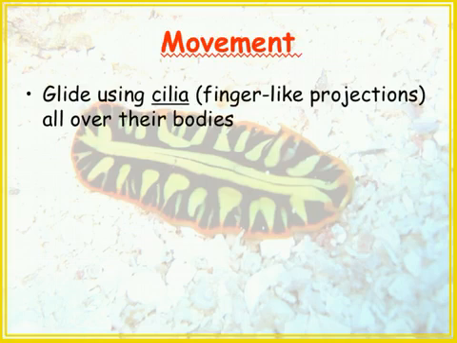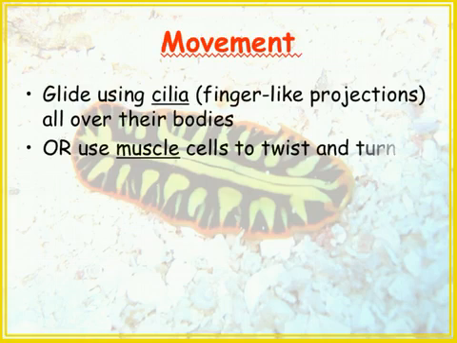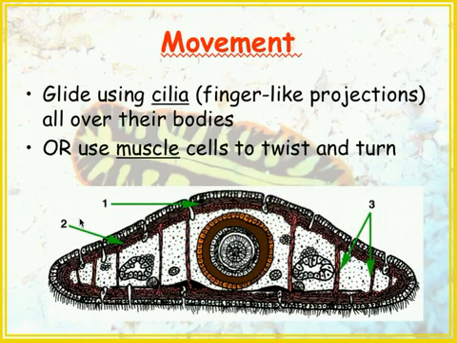Flatworms glide using cilia, which are little finger-like projections all over their bodies, or they use muscle cells to twist and turn. So these muscle cells are pretty important in flatworms. They help the flatworms propel themselves forward, or they can also twist and turn. So here's a picture of the cilia that are on the flatworms' bodies, or they can use their muscle cells as well to move.